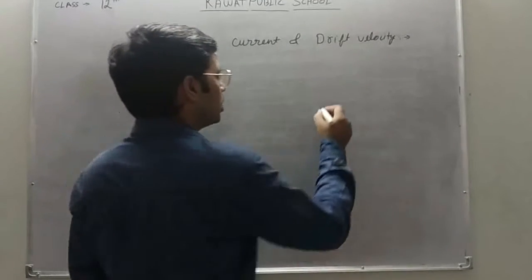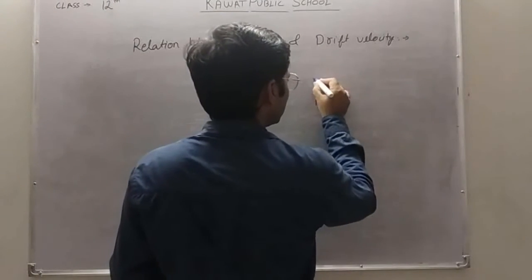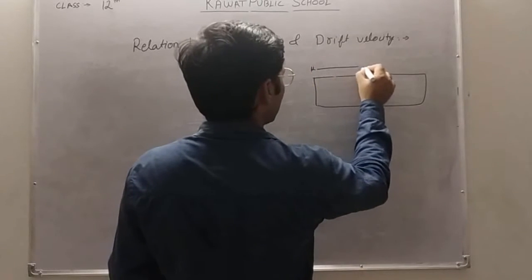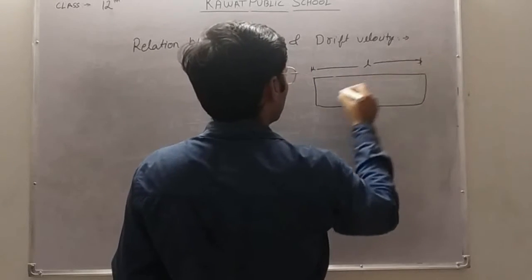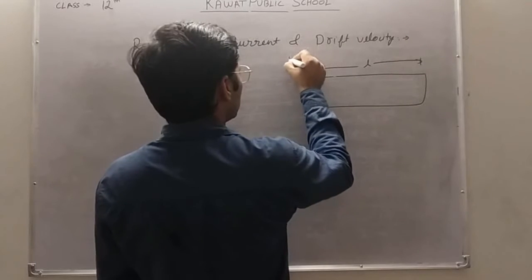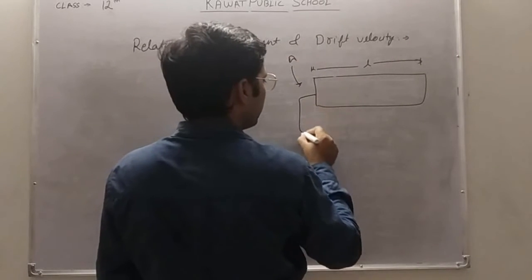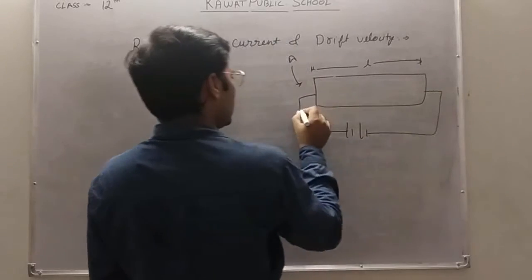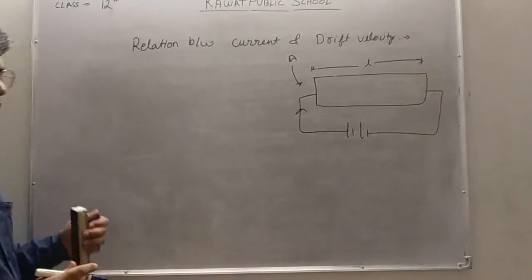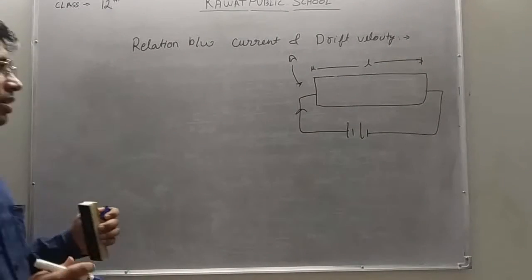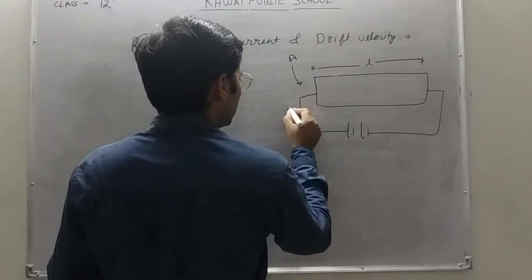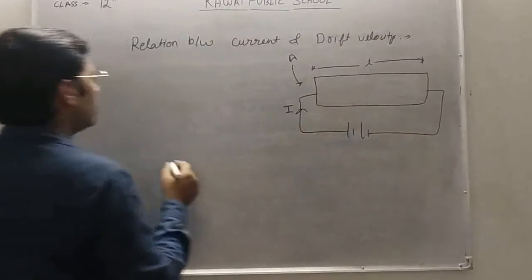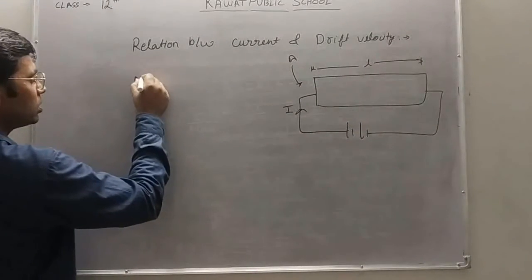Let's suppose we have a conductor. The length of this conductor is L and the area of cross section of this conductor is A. We have applied a battery to this conductor, and because of that a current starts flowing into the conductor, into this wire, and let's suppose that current is I.